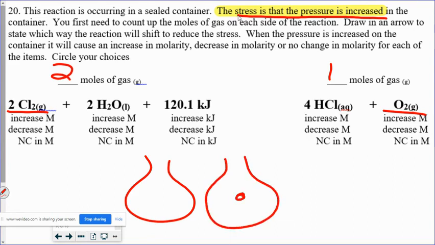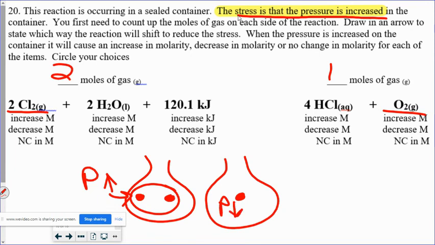So this side has one gas molecule in it. This one has two gas molecules in it. Pressure is defined as how often gas molecules hit the sides of the container. With two gas molecules, they should be hitting the sides of the container more often than one gas molecule. So there's a higher pressure with two gas molecules and a lower pressure with one gas molecule.